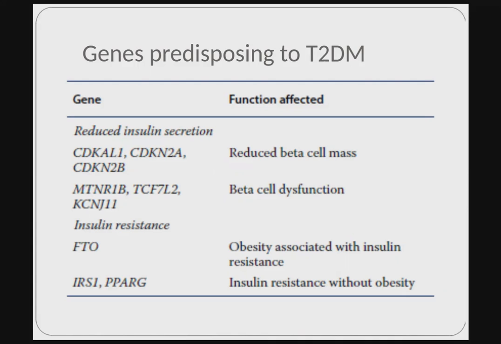While if there's an affectation of the FTO gene, there is insulin resistance, and it's often seen in obesity associated with insulin resistance. An affectation of the IRS1, PPARG is seen in individuals with insulin resistance with obesity.